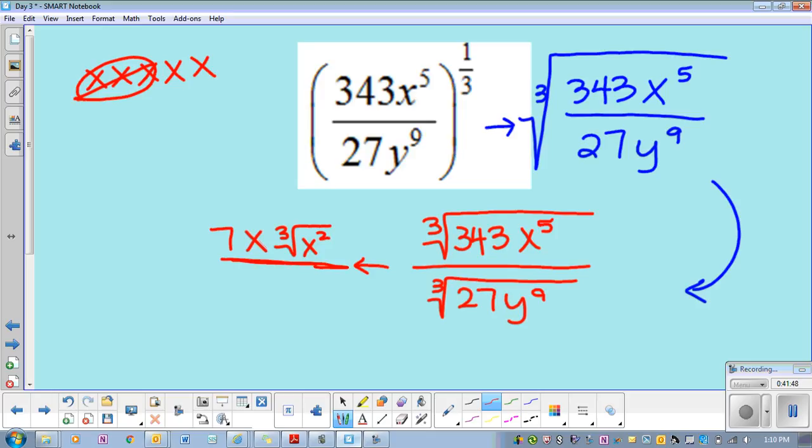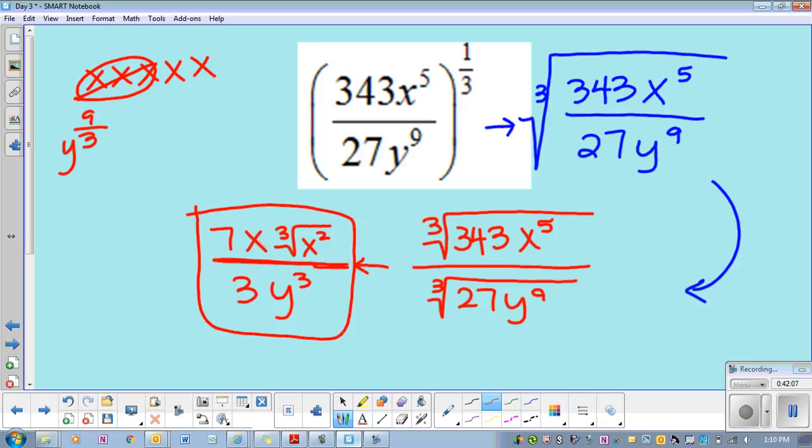Now on the bottom, cube root of 27 is 3. Now look at your y's. What is y to the 9 to the 9/3 power? And so there you go, you're done. You can't simplify anything anymore, like the outside stuff, because 7 over 3 is already done. Are we okay with this? Okay, good.